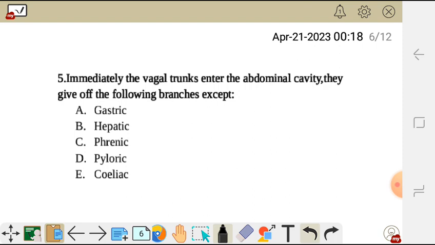Immediately the vagal trunks enter the abdomen, the abdominal cavity, they give off the following branches except A, the gastric, B, hepatic, C, splenic, D, pyloric, and E, celiac. So the vagal trunk, when it enters the abdominal cavity, is going to give off the gastric, hepatic, pyloric, and celiac branches except the splenic. So C, except C. So question 5, the answer is C.